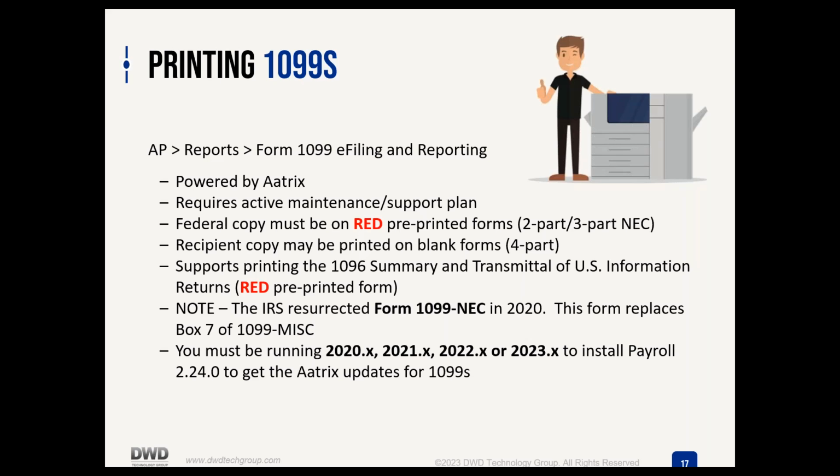As was mentioned earlier, and as I'm sure I will repeat over and over again this afternoon, you need to be on at least version 2020 or higher in order to install the payroll 2.24.0 program or higher to get the Atrix updates. Again, we are not getting an IRD this year. And so the 1099 forms are coming through the payroll 2.24 and the Atrix tool that is also installed.